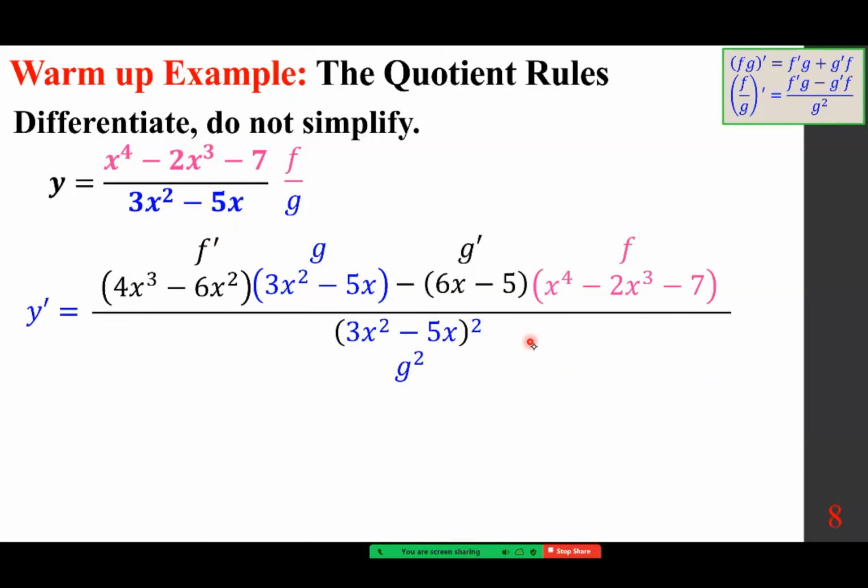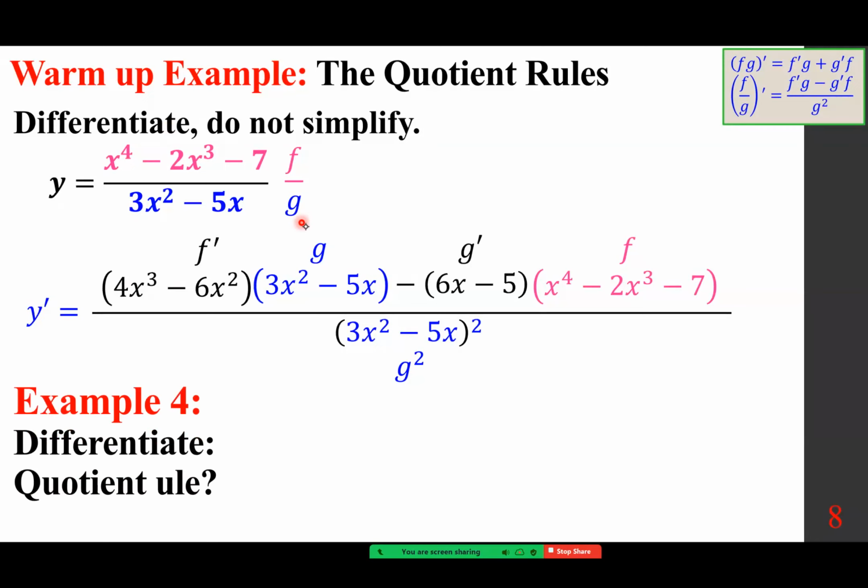And we're done. Again, for the warm-up example, needless to say, now you continue with your algebraic steps to simplify the numerator and move on, but that's not the purpose of this question. So we had to use the quotient rule, and whenever we have to use either one, we shouldn't avoid that.